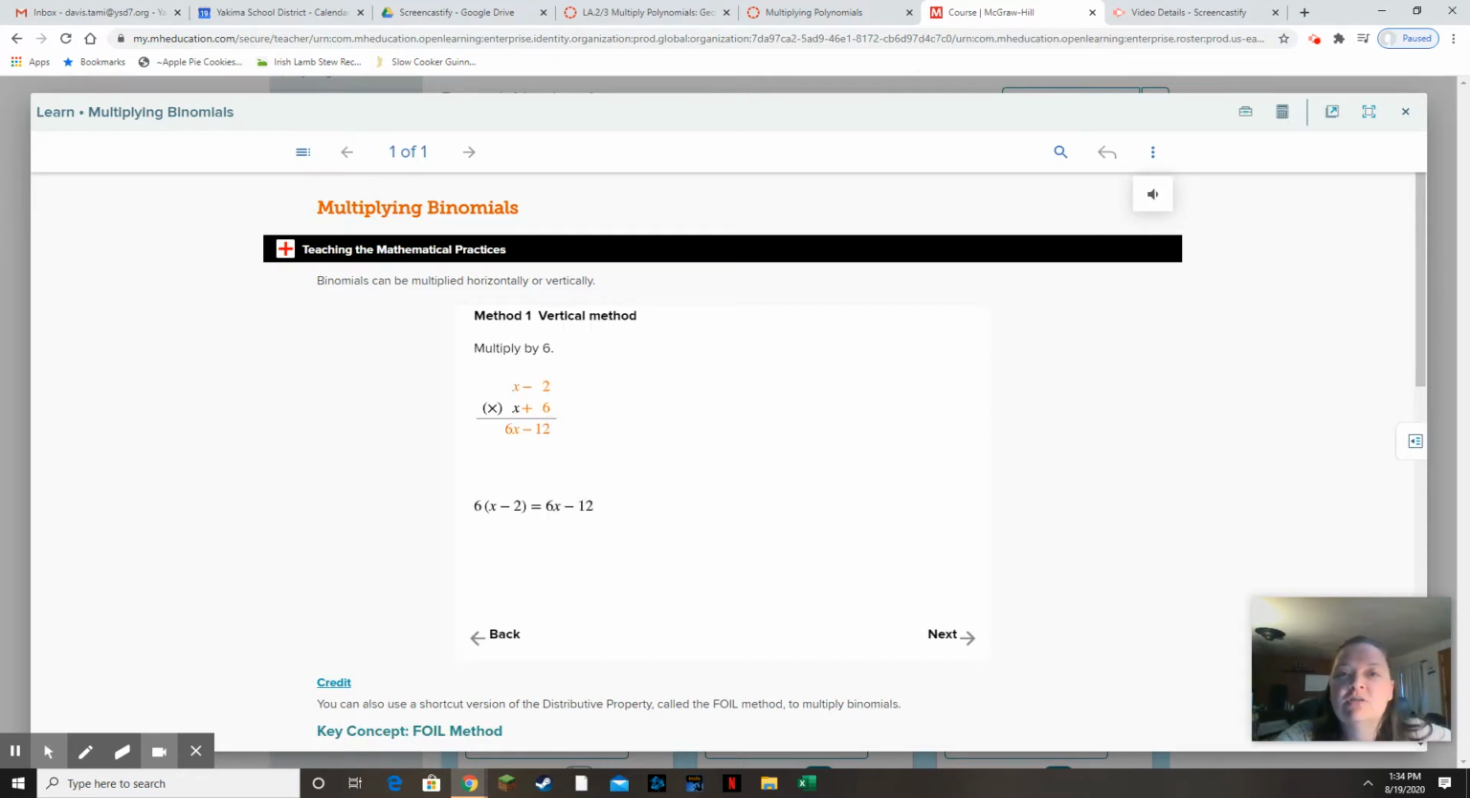In the vertical method, you set them up like a multiplication problem, x minus 2 over x plus 6, and you start by multiplying just the 6. So you take 6 times negative 2, and you get negative 12, and you take 6 times x, and you get 6x. So essentially what you've done so far is you've multiplied 6 by the quantity x minus 2.